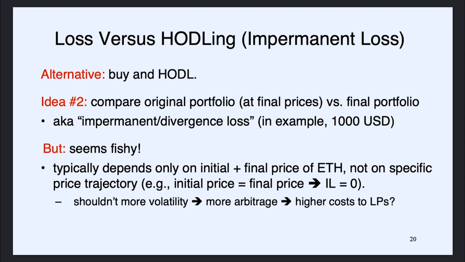So whatever our notion of LP cost we're going to use, we should expect it to be increasing with the frequency of arbitrage opportunities. If a price stays constant for a whole month, there are no arbitrage opportunities. If the price is moving around all over the place, there's going to be a lot of them. So we should expect the cost of LPing to scale with the price volatility. And as we see, impermanent loss does not do that. Okay?